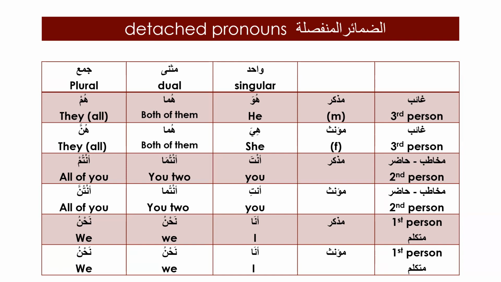But for now, we are going to use the detached pronouns to learn how to conjugate a verb for the different persons, like first person, second person, or third person. We already know that first person is mutakallim, the person who is talking, the second person is the mukhatab or the hadir, the person who is being talked to, and the ghaib is the third person, the person who is absent. And again, they have the wahid, muthanna and jama' forms.